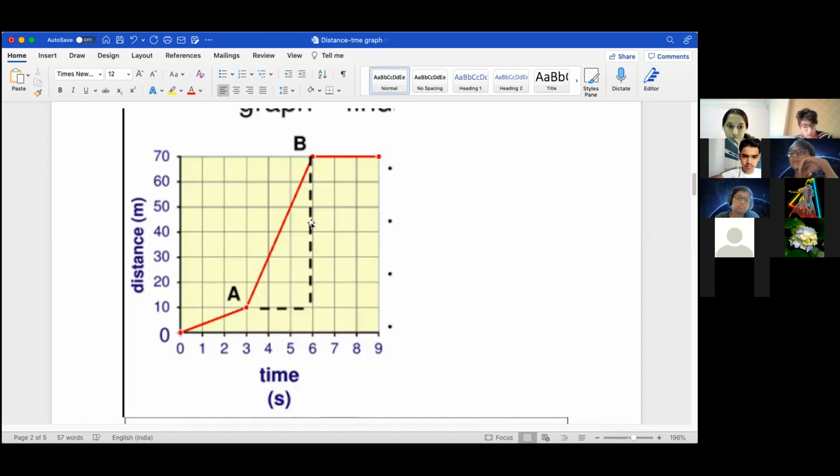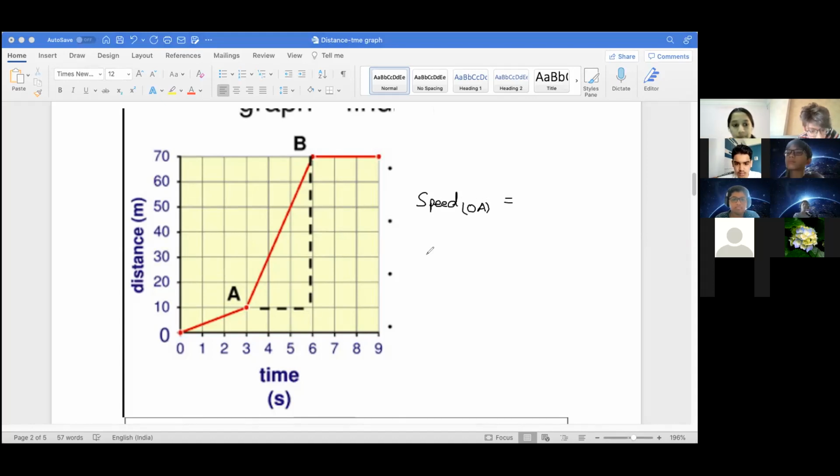A to B, ma'am. Okay, A to B. Now find out the speed. Two speeds you have to find. Speed in the OA part. Ma'am, 3.3 meter per second. Okay, it is how much? 3.3 meter per second.